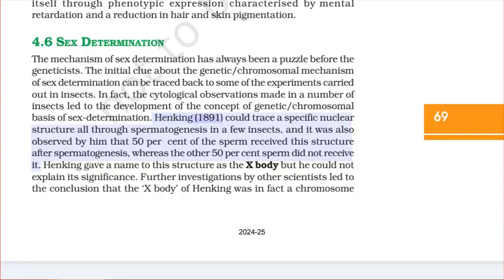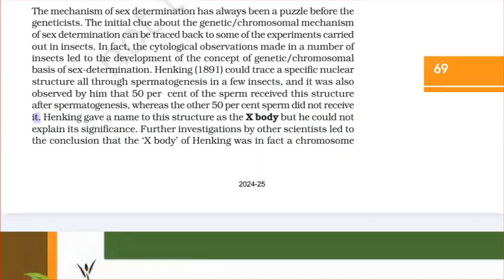Henking, in 1891, could trace a specific nuclear structure all through spermatogenesis in a few insects, and it was also observed by him that 50% of the sperm received this structure after spermatogenesis, whereas the other 50% sperm did not receive it. He could not explain its significance.